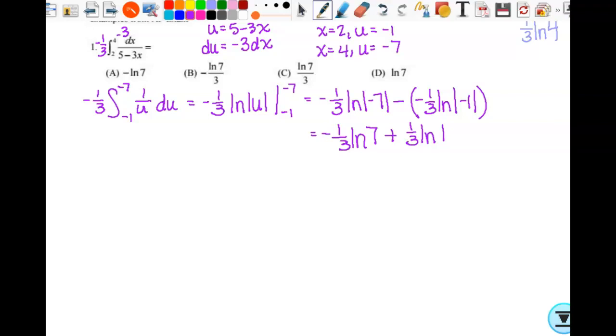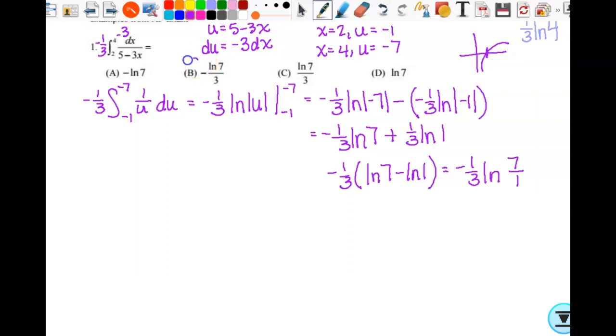Let's say that we didn't know that, but we know our log property, because this answer isn't there, right? But we know our log properties. I can factor out a negative 1/3. That leaves me with the natural log of 7 minus the natural log of 1. So that's negative 1/3 times the natural log of 7 over 1, which is 7. Okay? The natural log of 1 is 0, because here is your graph. Log graph looks like this. That's 1, 0. So what's my answer? B. So you got to know something about logs, one or the other. Both would be better. We good? All right.